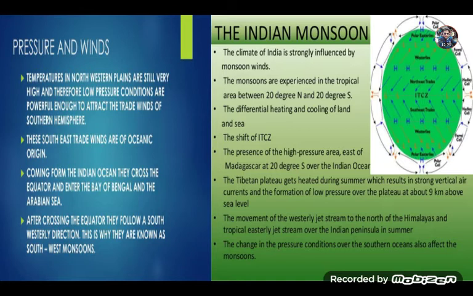Then the westerly jet stream shifts to the north of the Himalayas during the summer season, and easterly jet streams start blowing over the Indian peninsula in summer, and along with the monsoon wind it also starts bringing rainfall. So the change in the pressure conditions is very important and it influences the climate of any region.